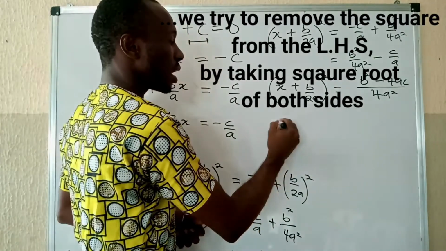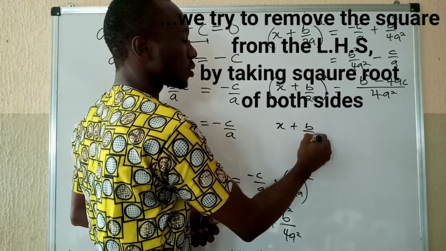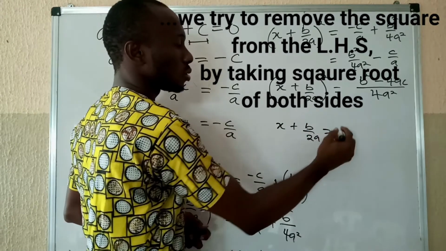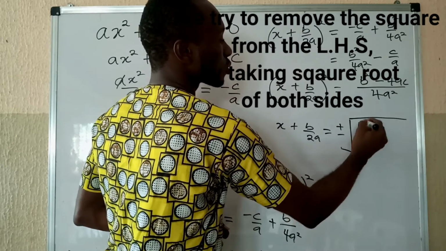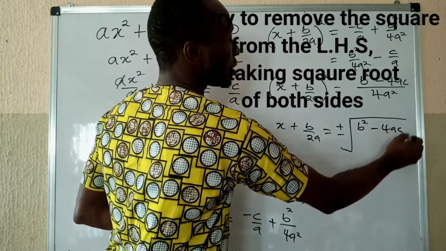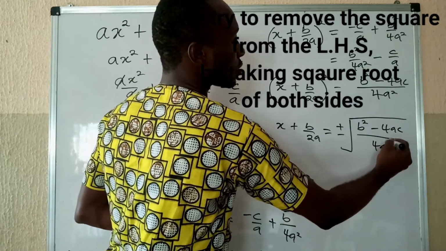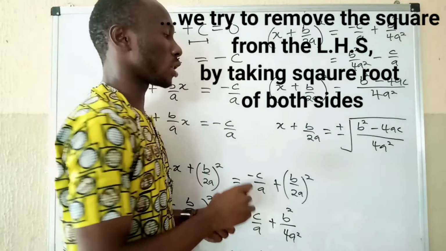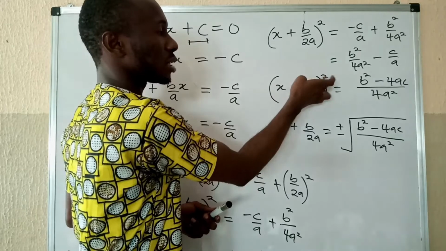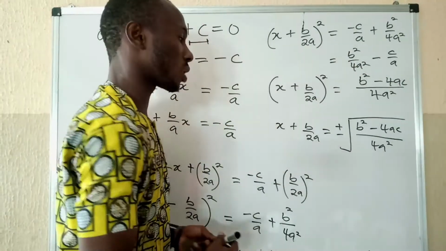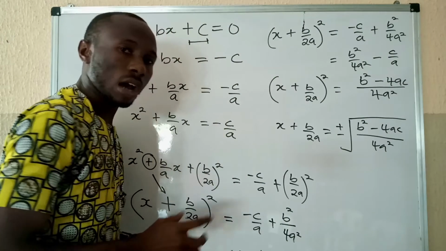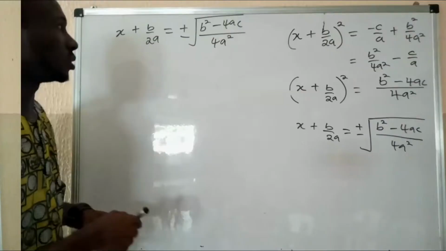Now the next natural thing we do, we try to remove the square root here. So we have x plus b upon 2a is equal to plus or minus square root of b squared minus 4ac over 4a squared. Yes, just like we are squaring both sides. When you square this side, it will cancel out the square here. And when you square this side, this is what the result will look like.